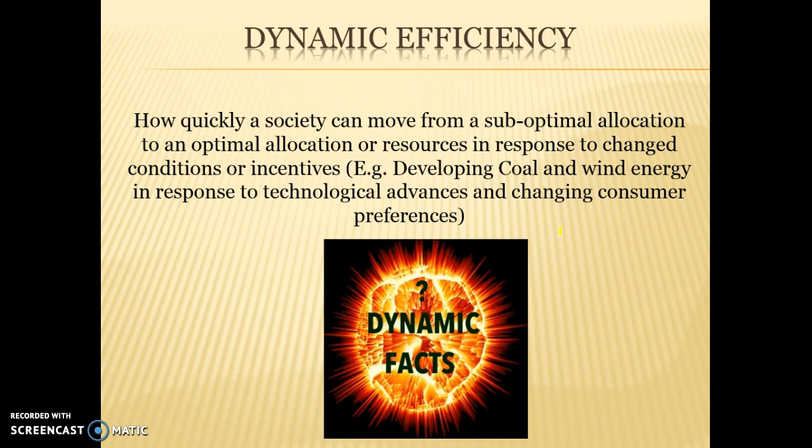Okay, so another definition of dynamic efficiency, and this is the best definition, how quickly a society can move from a suboptimal allocation to an optimal allocation of resources in response to changed conditions or incentives. So a good example of that is there's a preference now for developing wind energy to preserve the environment, to prevent climate change. So it's about how quickly Australia as a nation can develop the infrastructure, develop the technology to ensure that we can create wind energy for the future. How quickly we can develop in response to technological advances to take advantage of these new opportunities so that we can meet society's demands.